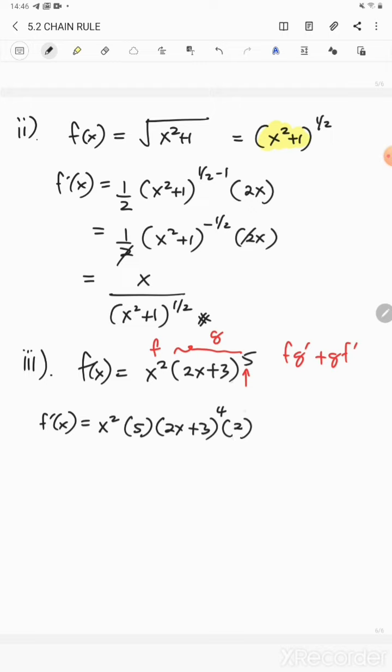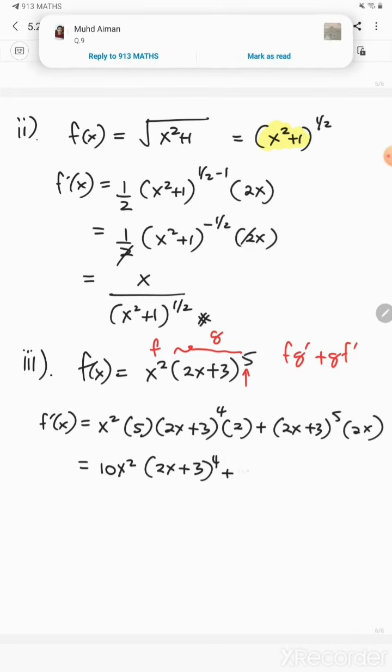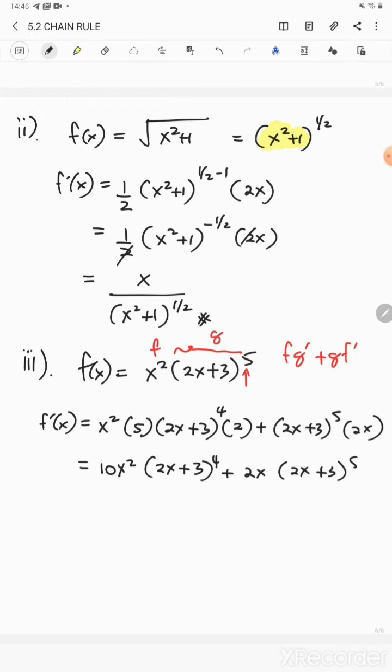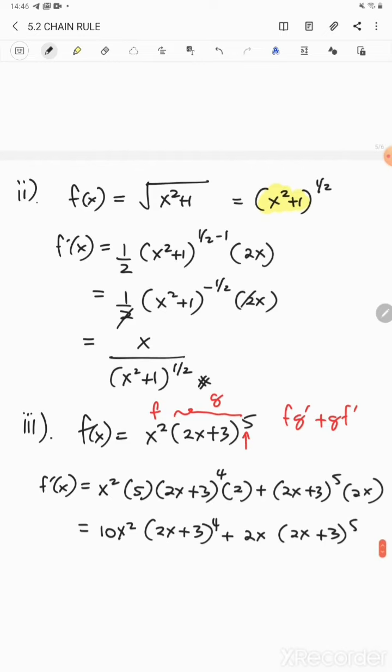Because of 2x we get 2, 3 we get 0, plus, okay, g 2x plus 3 power 5, and then f prime differentiate x square, so we get here 2x, right? So simplify this. Okay, so we get here x square multiply 5 multiply 2, we get here 10x square, 2x plus 3 power 4 plus 2x. Okay, just bring it in front, and then 2x plus 3 power of 5. Right? Okay, that's all. This is how we solve the function that involves chain rule in the product rule. Alright.